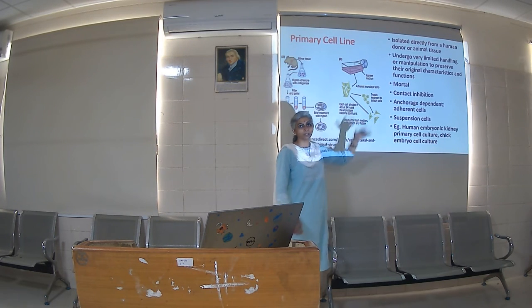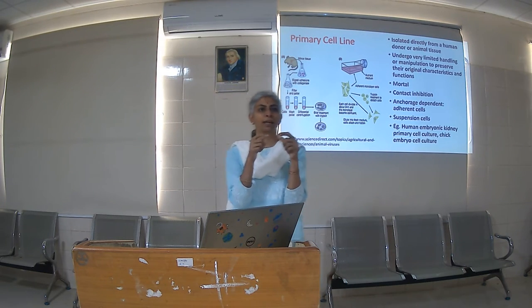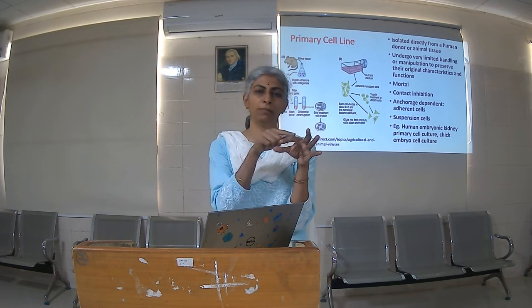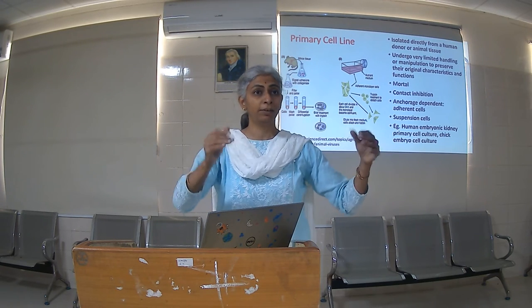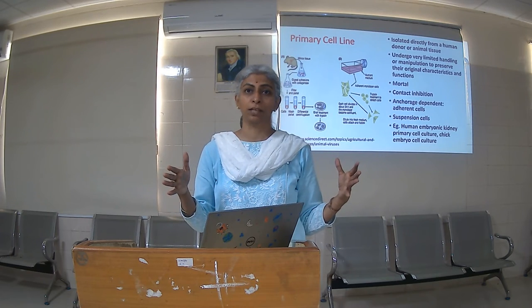Because now what is going to happen, आपको जिस size का चाहिए था, इस तरह के flask को T flask बोला जाता है. T flask. So you can have T25. So area is 25 centimeters. T50, T75, T150. अलग अलग size के ये flask आते हैं, tissue culture flask.